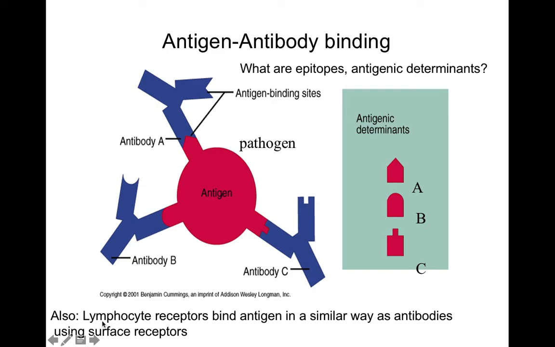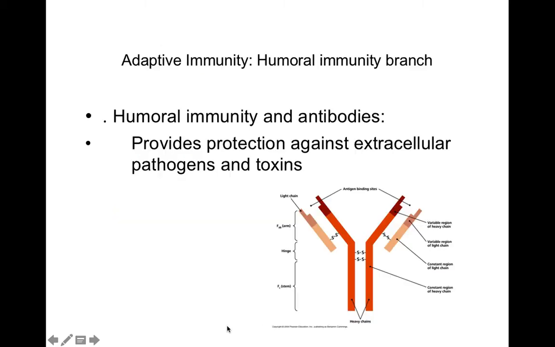And again, folks, in the concept map, we were talking about B lymphocytes and T lymphocytes. We're going to see that B lymphocytes and T lymphocytes, they too can bind to antigens. And they're going to do it using cell surface receptors that function and maybe even look a little bit like antibodies, right? Okay, so just to kind of throw that in there.